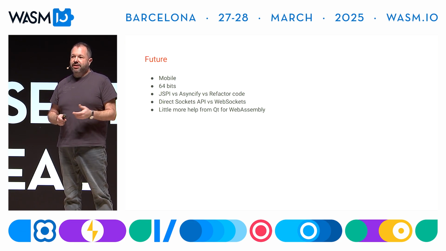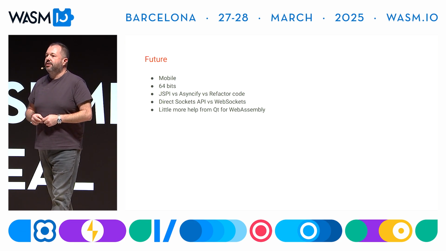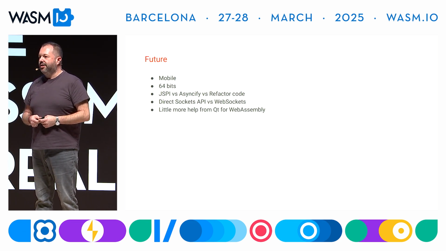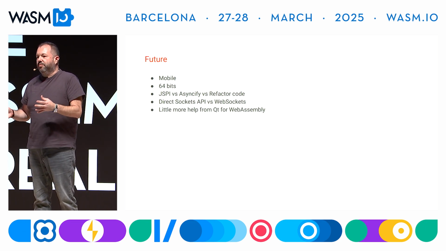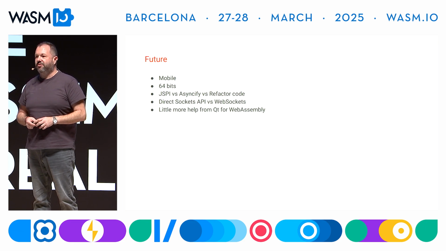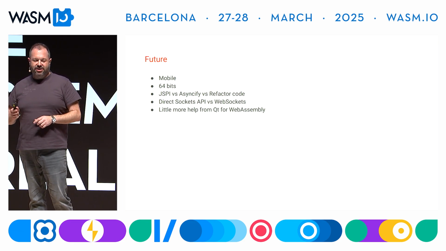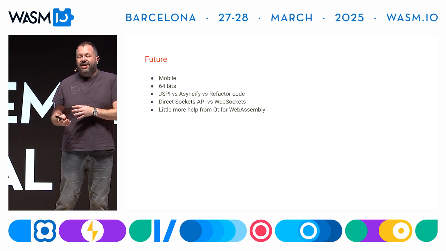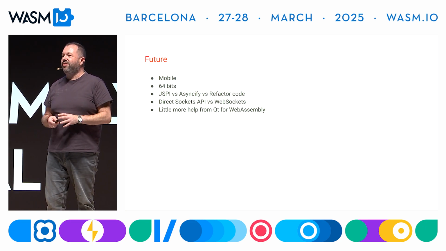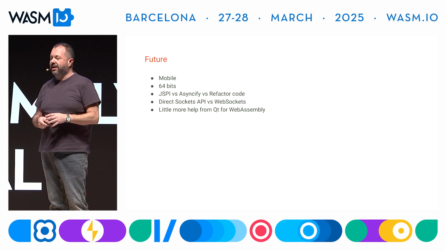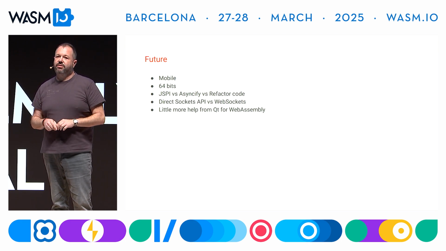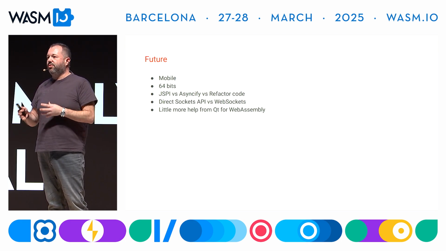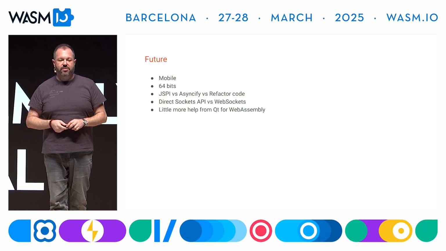Another thing we are expecting is the recently available 64 bits, maybe for better memory management. Someone says that maybe performance is not as good as we would like. We would like something to avoid refactoring code. There are tools like Asyncify, for example, JavaScript promise integration, that maybe will help us avoid refactoring all the code we have.